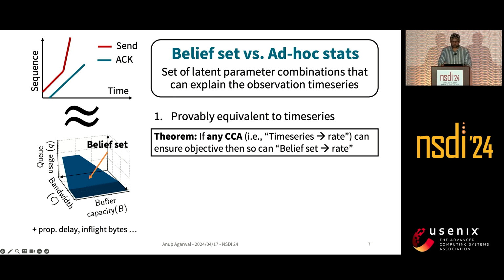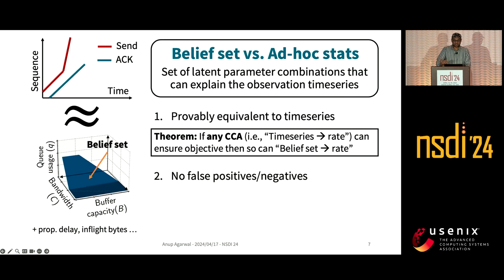We formally prove that if there exists a deterministic CCA that can look at the entire time series to make rate decisions, so if such a CCA can ensure an objective constraint, then there also exists an equivalent belief-based CCA that can also ensure the objective, where the belief-based CCA can only look at the belief set to make the rate decisions. So we can just throw the time series out the window and just look at the belief set, and we don't give up anything from this simplification.